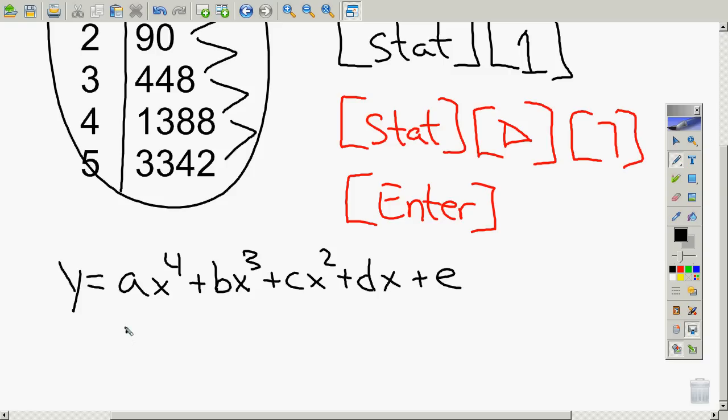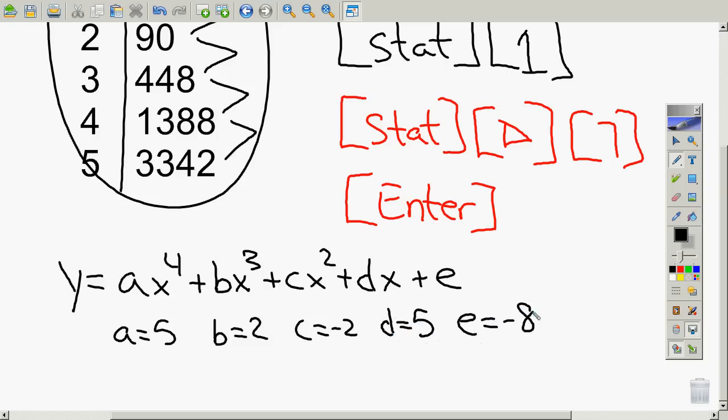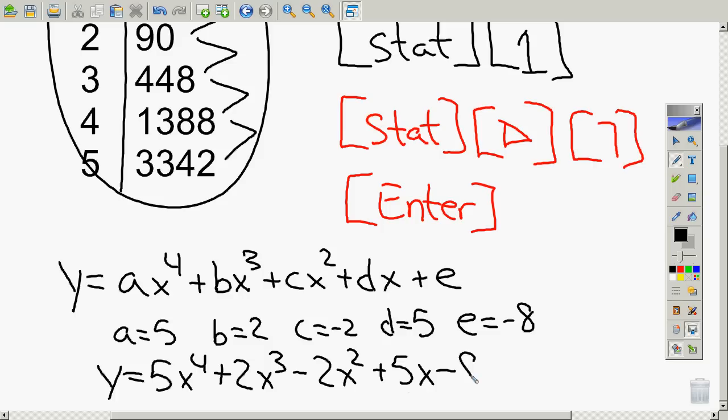And then underneath it should say that a is 5, b is 2, c is -2, d should be 5, and e is -8. Then you just plug those in, so your function should be 5x to the 4th plus 2x to the 3rd minus 2x squared plus 5x minus 8. And this is the function that models that table. That's called a quartic function.